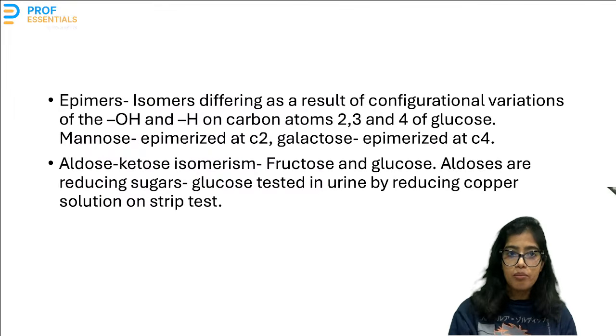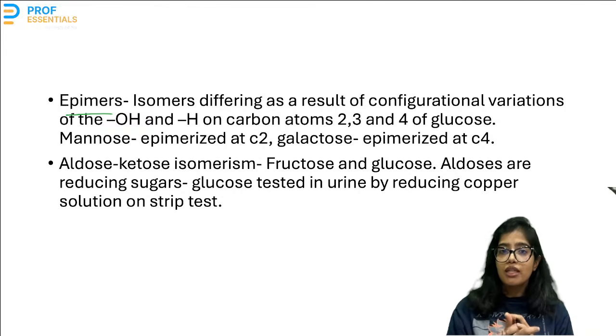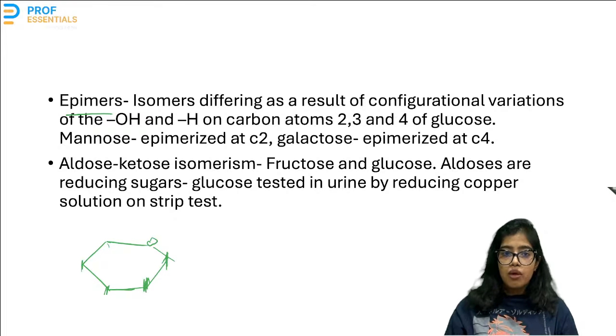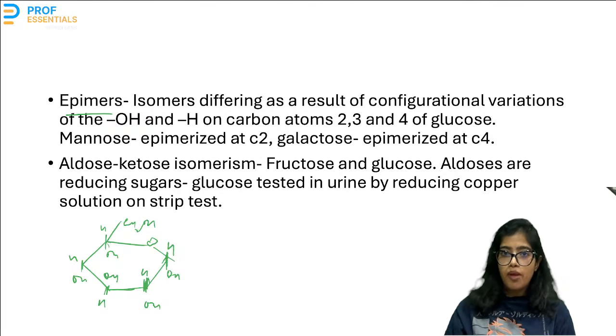Now, what are epimers? Epimers are isomers differing as a result of configuration variations of the OH and H on carbon atoms 2, 3 and 4 of glucose. So this is glucose. This is carbon 1, this is carbon 2, this is carbon 3, this is carbon 4. This is the first carbon OH, H. This is the second carbon OH, H. This is the third carbon OH, H, OH, H, OH, H and CH2OH. Now this is glucose.